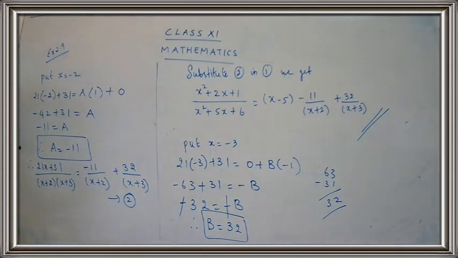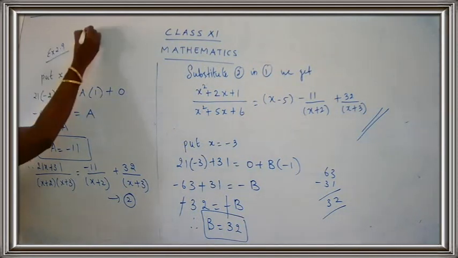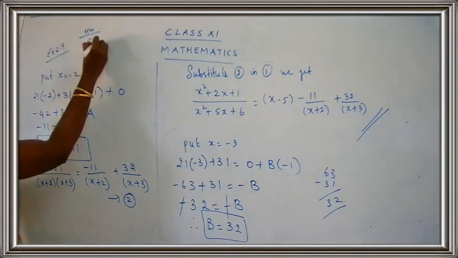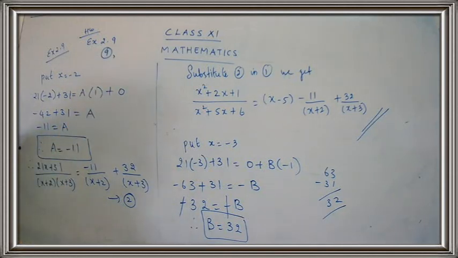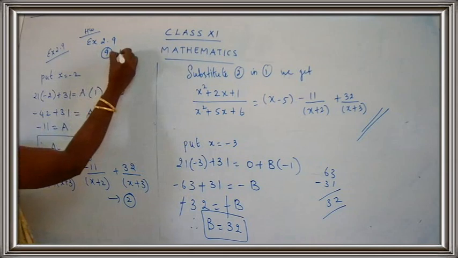Okay, children. So now it's time for your homework. Listen to your homework carefully. You have to complete sum number 9, sum number 10 and sum number 11 as homework. Your homework is exercise 2.9, sum number 9. I have completed till 8. Yes, children. So 9 you are going to do, then you are going to do 10th sum and you are going to do 11th sum. Try out these 3 sums.